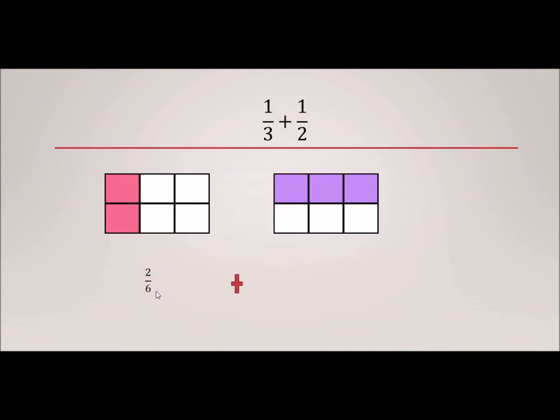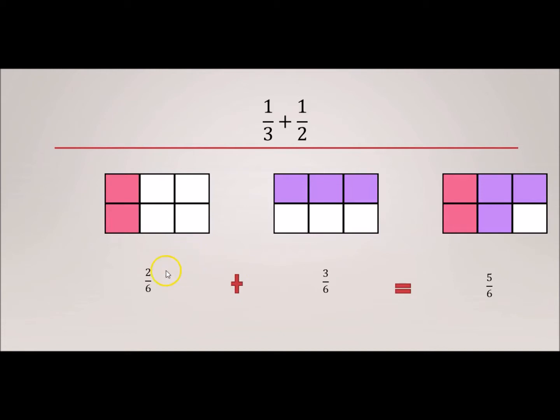And then I have the other one, which is 3 out of 6, because there's 3 that are colored out of the whole, which is the 6 right there. Now, if we put it together, we're going to have the 2 from the red or the pink, and then 3 more from the purple. And so together, we're going to have 5 out of 6 that are shaded.